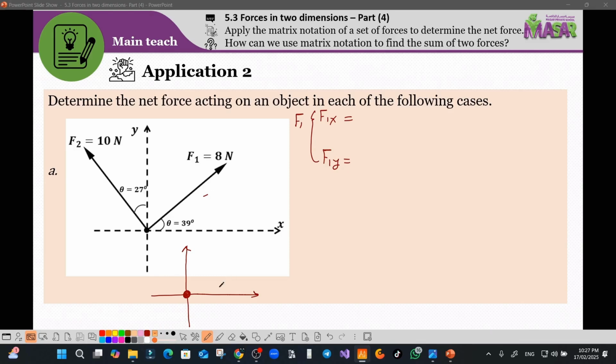Now, the F1 will be decomposed into F1x and F1y, as well as for F2, it will be decomposed into F2x and F2y.